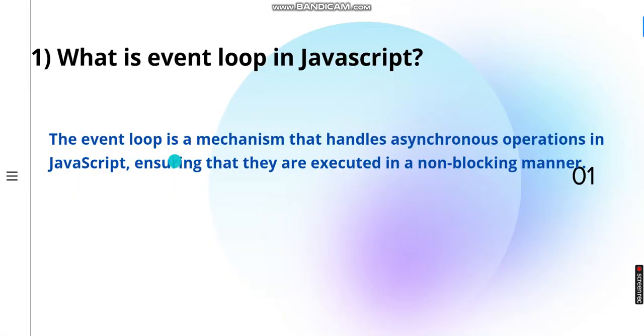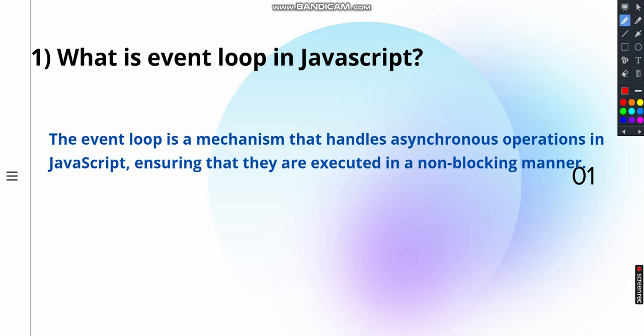Let's begin. First question is, what is event loop in JavaScript? So you can answer this question as event loop is a mechanism that handles asynchronous operations in JavaScript. So event loop is a mechanism helpful in asynchronous operations, ensuring that they are executed in non-blocking manner. Okay, so let me explain you clearly what event loop means.